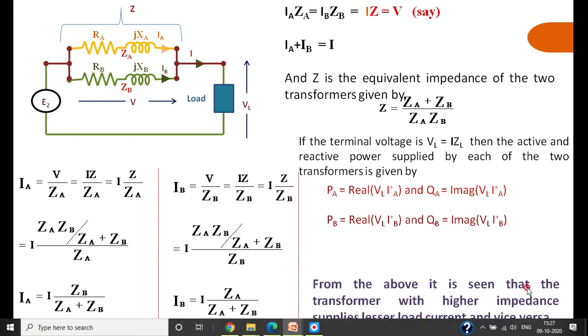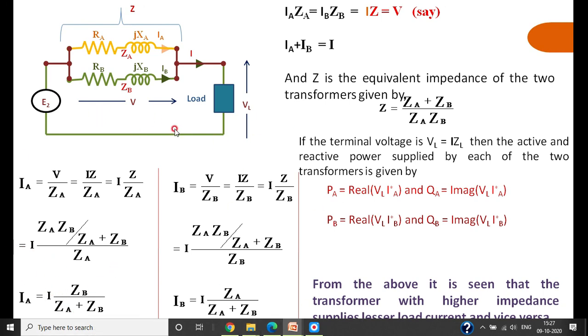From the above, it is seen that the transformer with higher impedance supplies the lesser load. You can see here, suppose ZA is higher. If ZA is higher, in that case, it is seen that the transformer with higher impedance supplies lesser load, and vice versa. If it has a higher impedance it delivers less, because ZB is less than ZA, therefore IA is delivered lesser current. This is how we have to interpret.